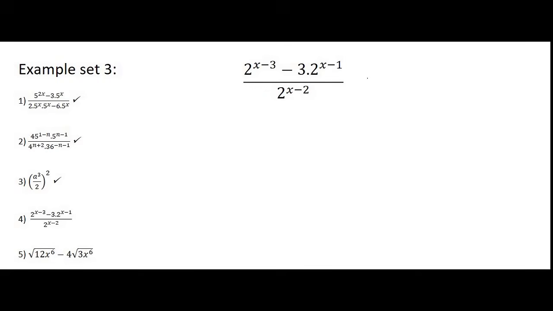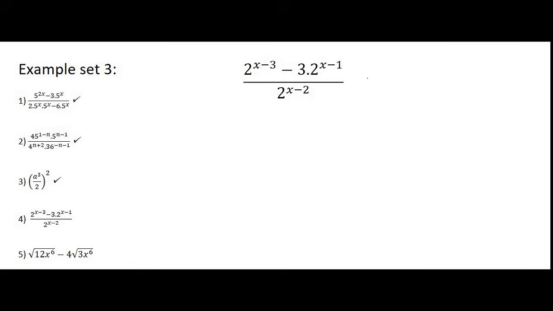Moving on to number 4. Here we can see straight away that we have got a question which has more than one term. So at the bottom we have one term, but at the top there are 2 terms. And so because of that we cannot combine the top part and the bottom part yet. So what I'm going to do is show you how to simplify the top part first.